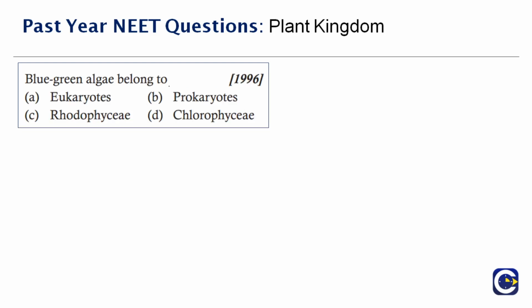Blue-green algae belongs to, this is once again a simple question here. So, you need to identify which category blue-green algae belongs to. Blue-green algae belongs to, anybody guess? No, it's prokaryotes. Okay, the answer is B, prokaryotes.